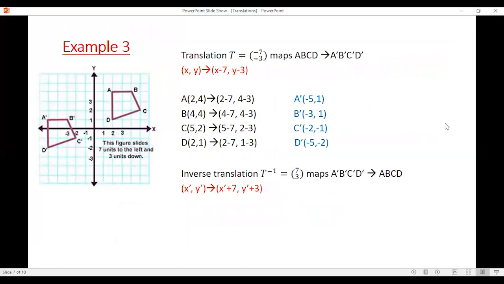Example 3. First, let's see the diagram. Is given the figure ABCD.